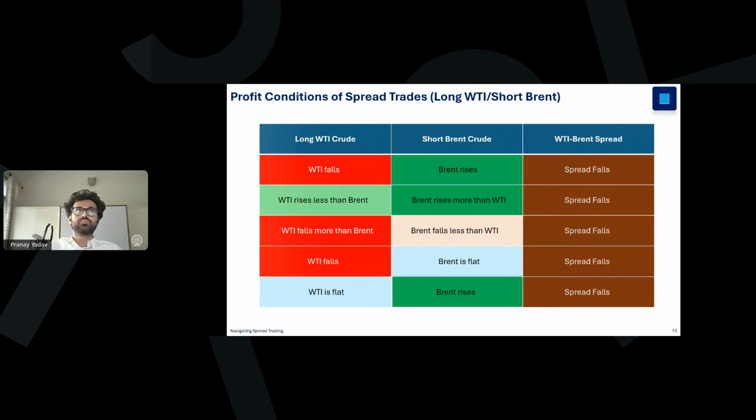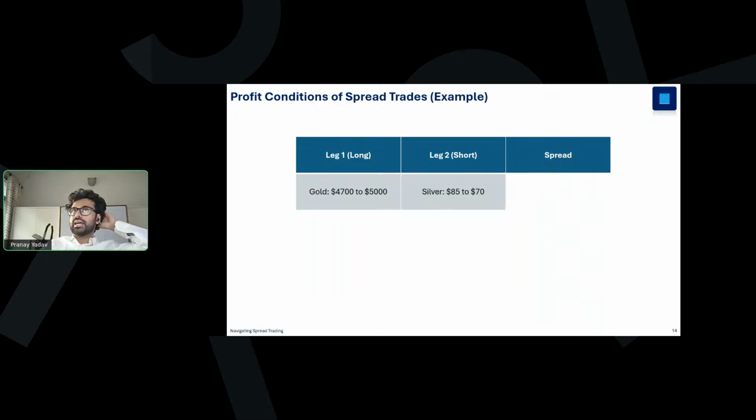loss making. Let's put a few numbers behind this and, shifting gears a little bit, use a different example. With numbers, I'm hoping this whole description becomes a lot clearer. For scenario one, let's assume that gold prices have risen from 4,700 to 5,000. During the same time, silver prices have fallen from 85 to 70. Clearly, both legs in this scenario are profitable. The spread position as a whole is profitable, right? So this is the most trivial of scenarios.